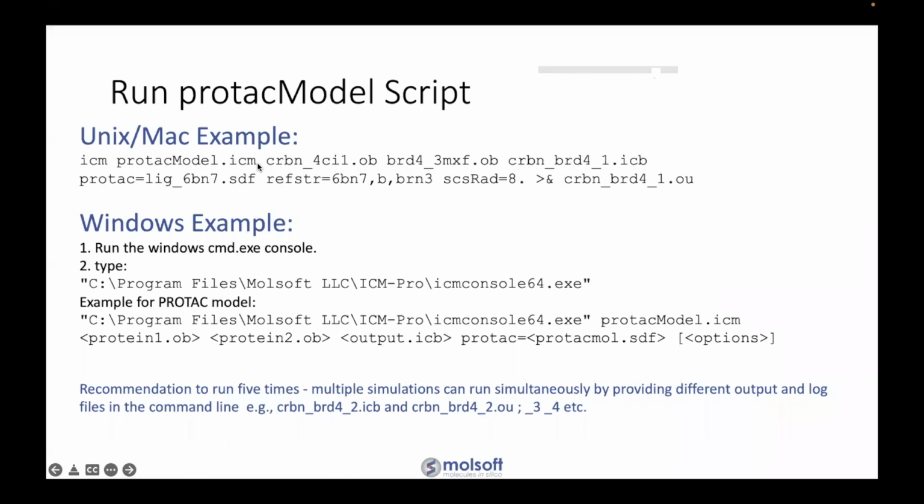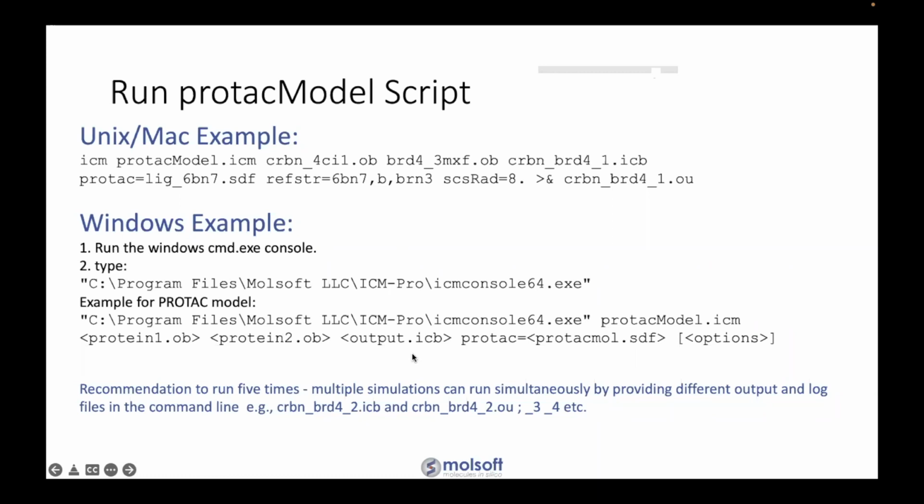I'm using a Mac, so I'm using the Unix terminal on the Mac. But if you're using Windows, it's slightly different because you need to run the Windows terminal. So you would go to the Start menu, I think, and then just enter command.exe, and that will open the terminal. And then you can do exactly the same syntax, except to call ICM, you need to call the ICM console 64.exe, and then the arguments after that.